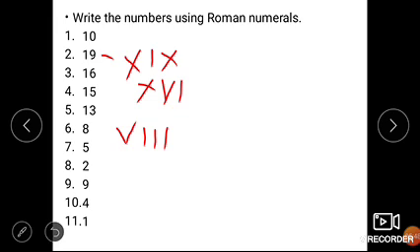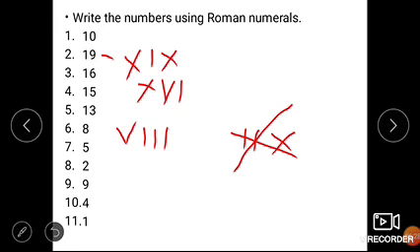Always remember, you have to compare your number with 1, 5 and 10. And by doing addition and subtraction with these 3 numbers, you have to write your Roman number. So whenever you have to write 8, you cannot write it as IIX, because on the left hand side we can only write one number. So this is wrong.